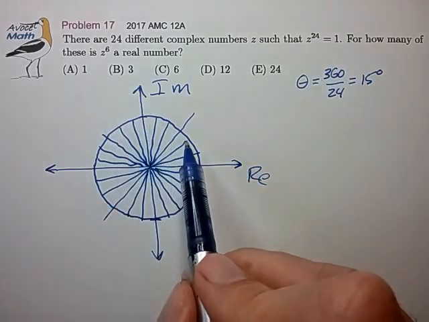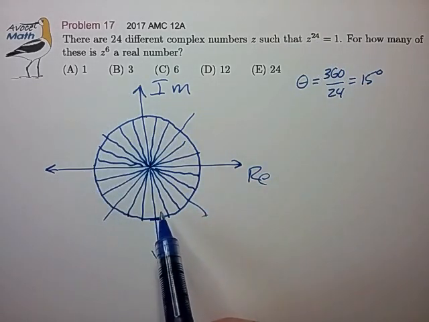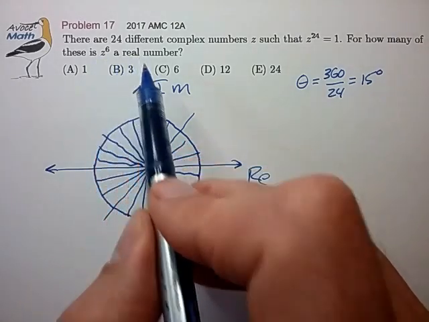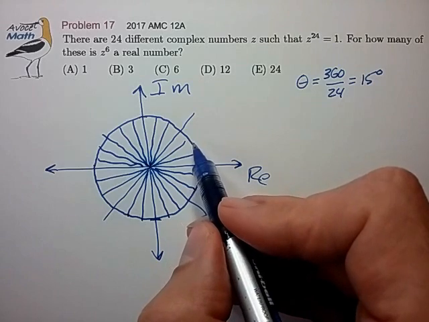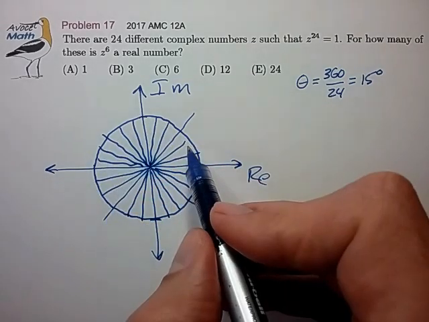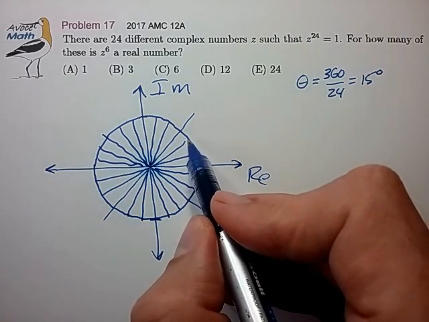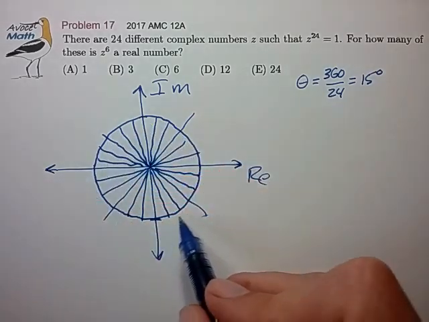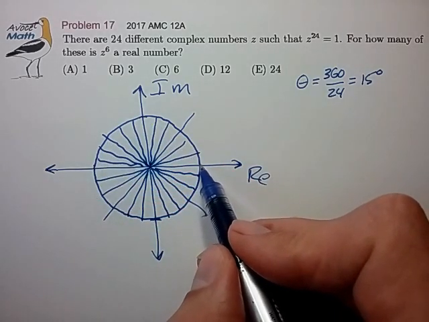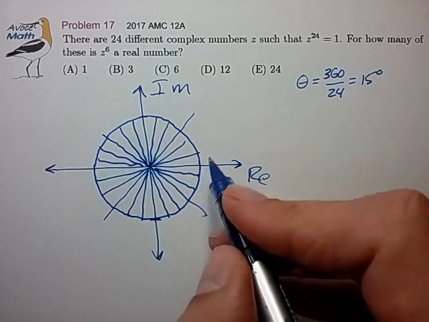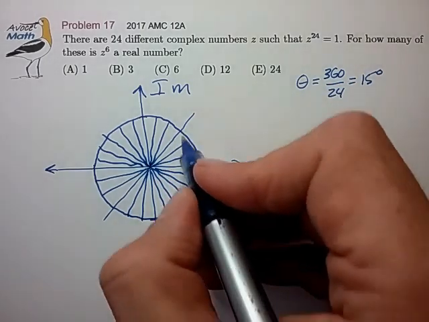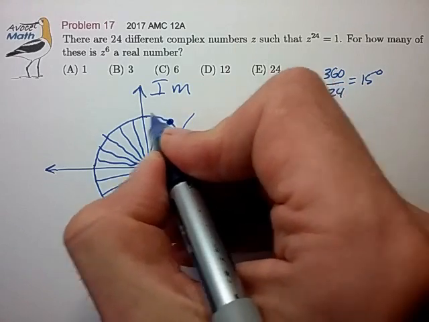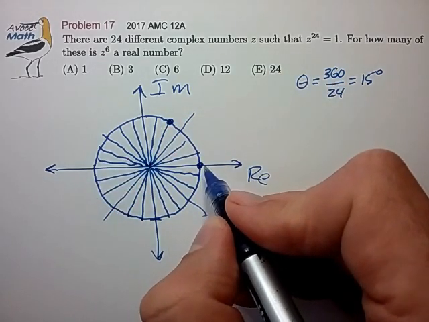Okay, so now trying to look for how many of these are such that z to the 6 is a real number. So let's look at these roots and see how many of these are such that when we multiply the angle by 6, we end up at some multiple of 360 degrees. So the very first one, of course, is just the 0 angle, and the next one would be 60 degrees. 60 times 6 is 360.